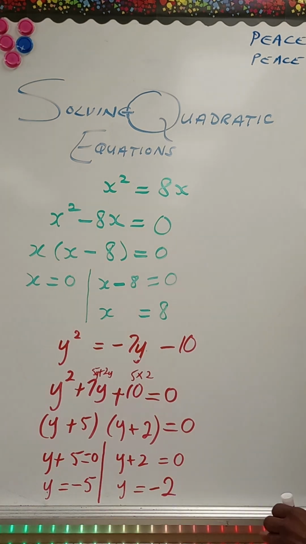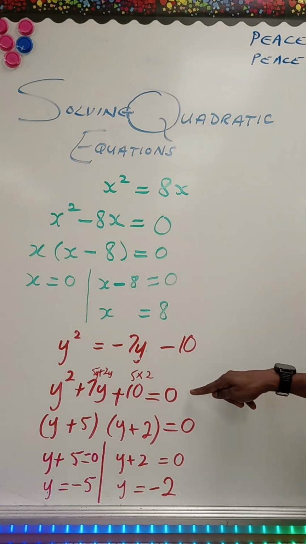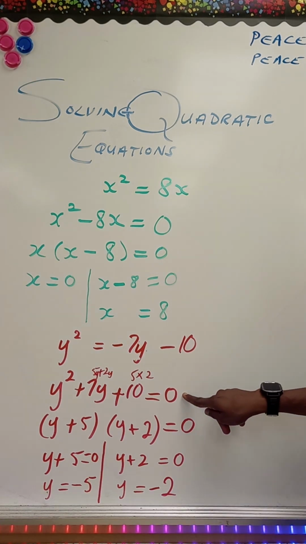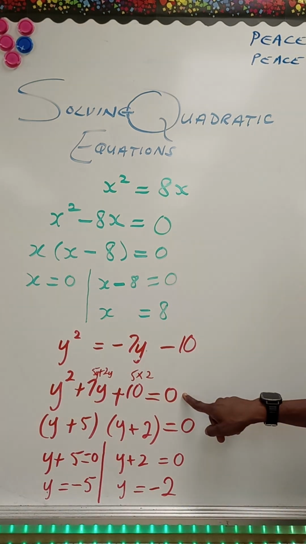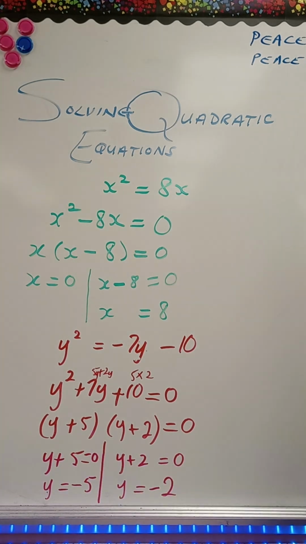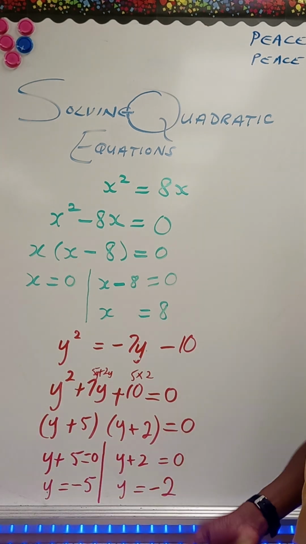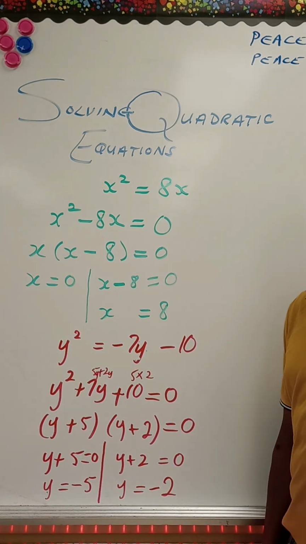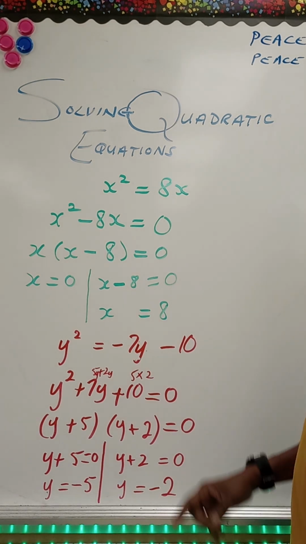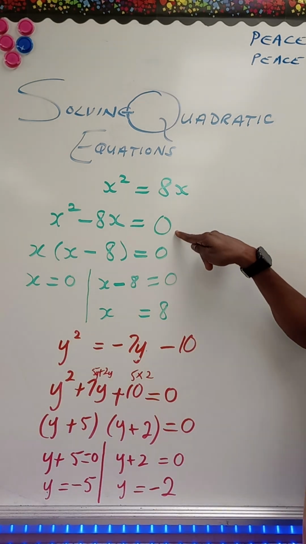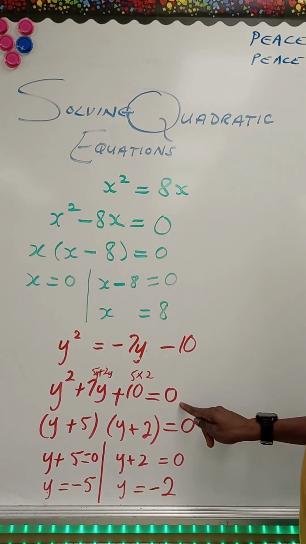So for this system here, it has been written in standard form, then we determine the two numbers that we're going to be working with. Our solution is y is equal to negative 5 and y is equal to negative 2. This is basically how you factorize systems of this sort that are not in standard form. You have to first of all write them in standard form, meaning that they must be equal to 0, as in this case here, as in this case here.